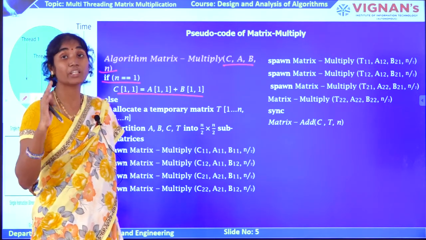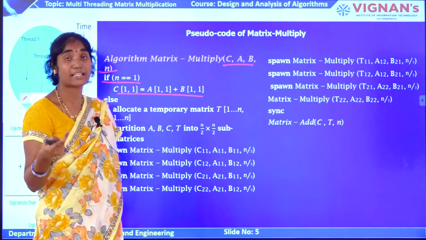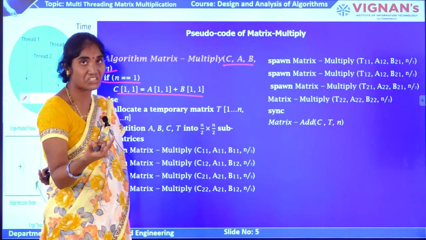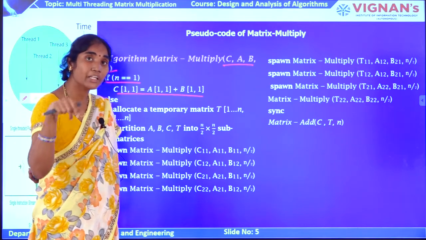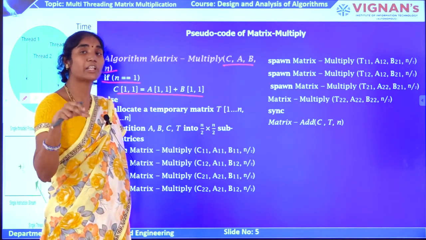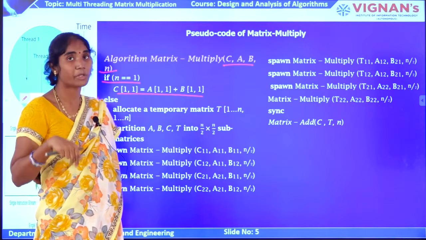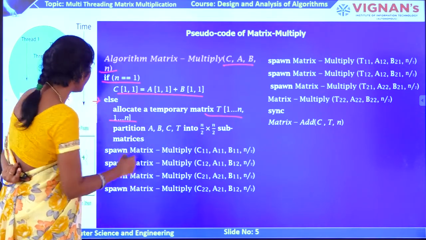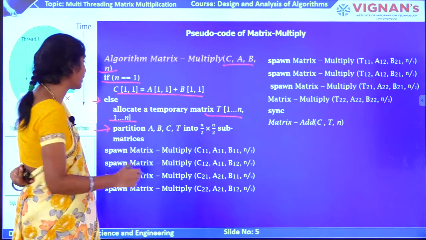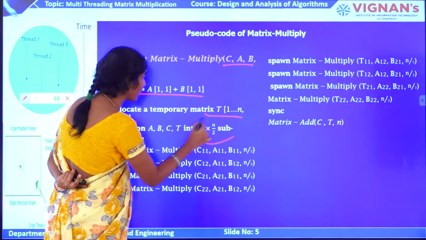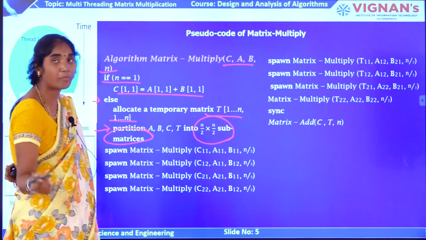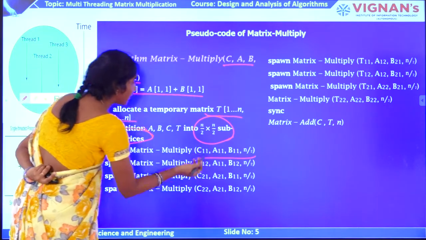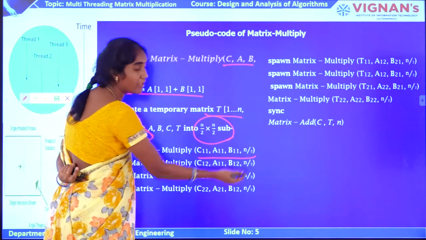Else means I need to have some temporary matrix. As I said earlier, the two terms I am dividing, the first term is C and the second term is T, right. So in order to find out the second term, I am taking a temporary matrix, and I have to allocate the memory for the temporary matrix. Now after that I am partitioning A, B, C, T into n by 2 into n by 2 sub-matrices. So here matrix multiply C11, A11, B11, n by 2.